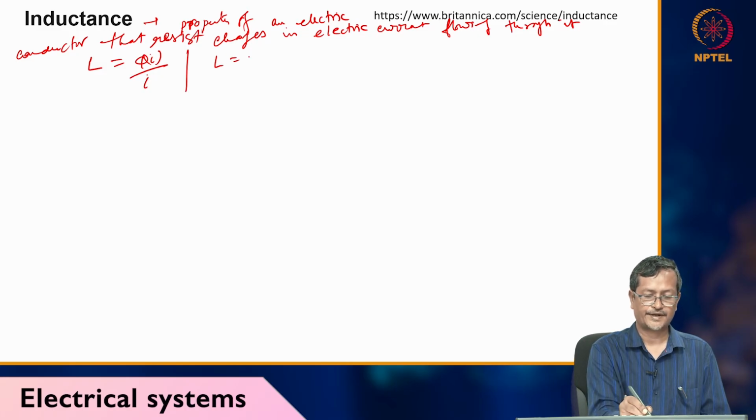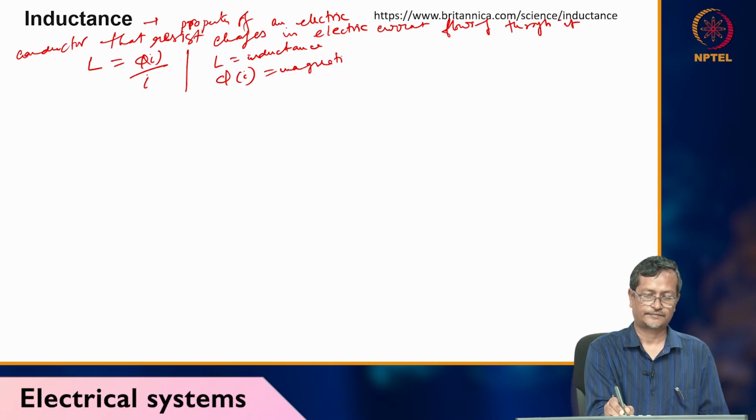So L is inductance, phi I is magnetic flux, and I is your current. Okay.